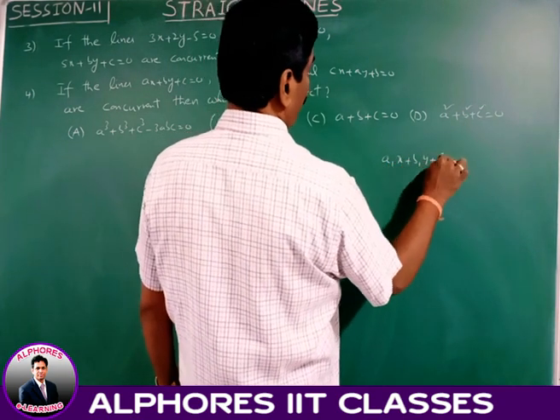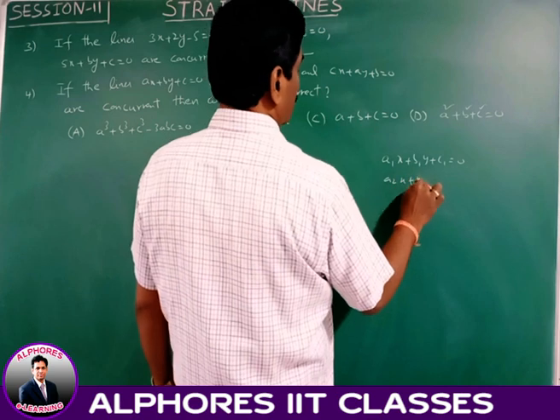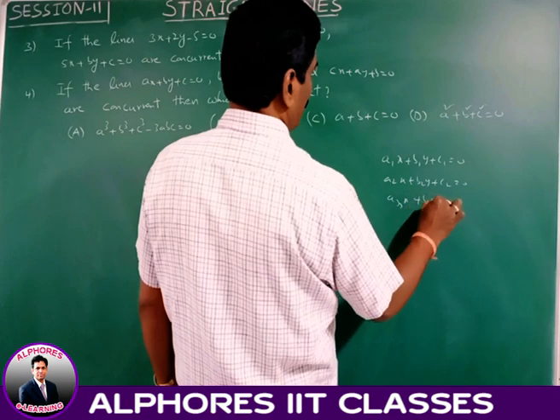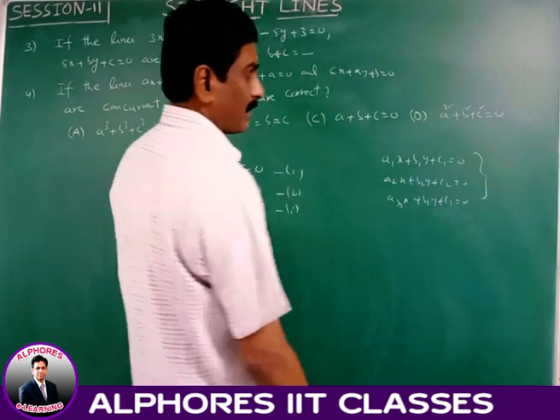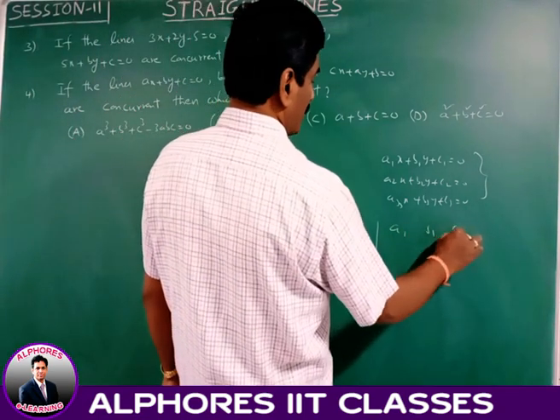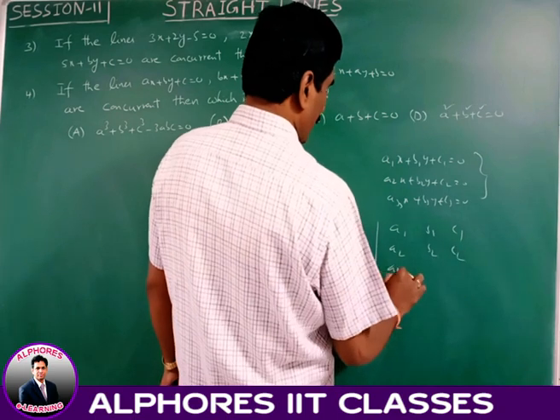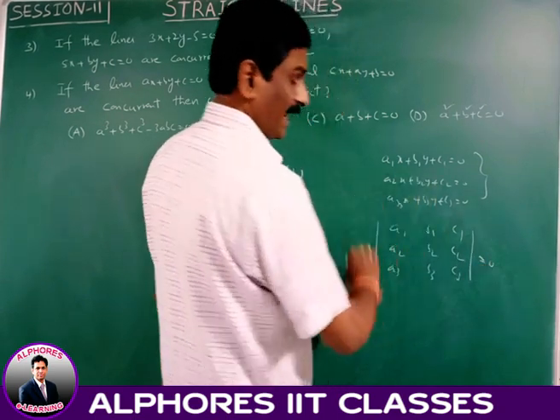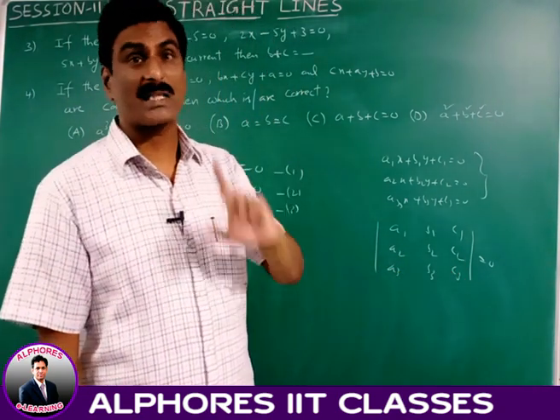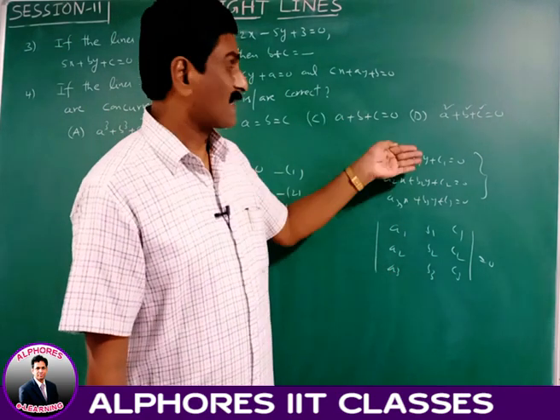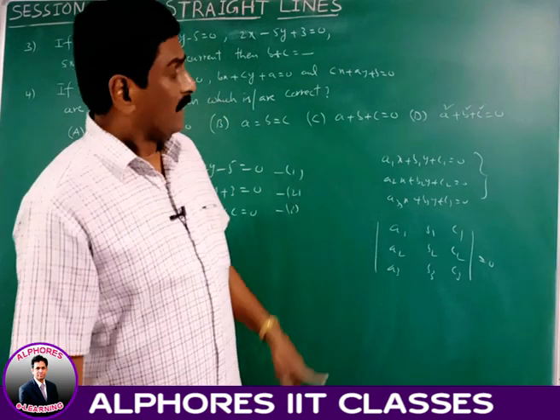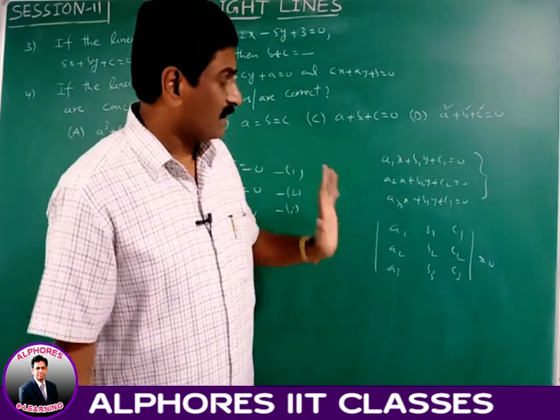If a1x + b1y + c1 = 0, a2x + b2y + c2 = 0, a3x + b3y + c3 = 0, then these are concurrent. What is the condition? The determinant of a1 b1 c1, a2 b2 c2, a3 b3 c3 is equal to 0. But the converse need not be true. If that value is 0, these lines are concurrent or parallel. If the lines are concurrent, this is the condition.